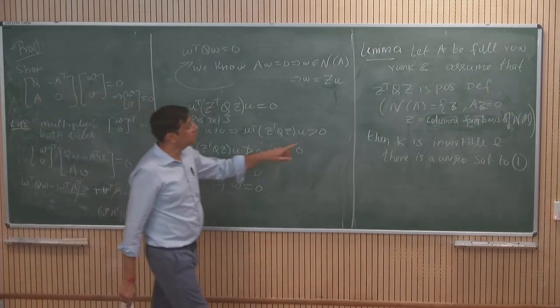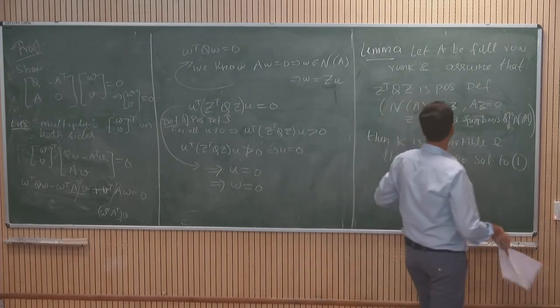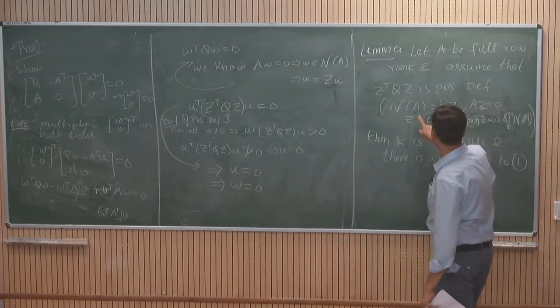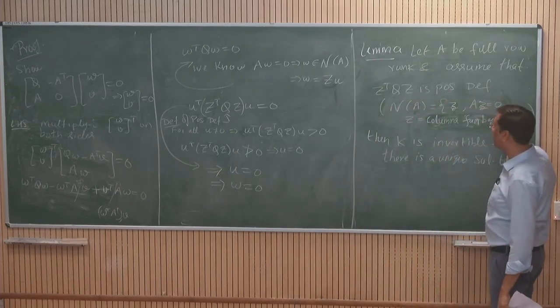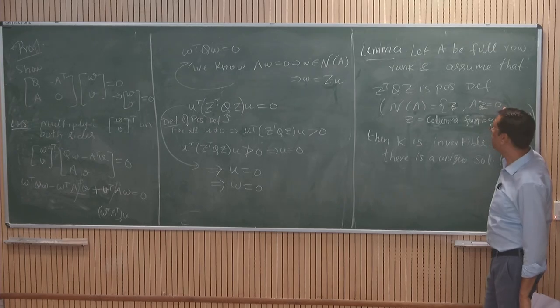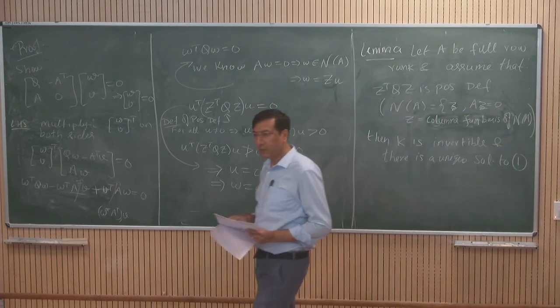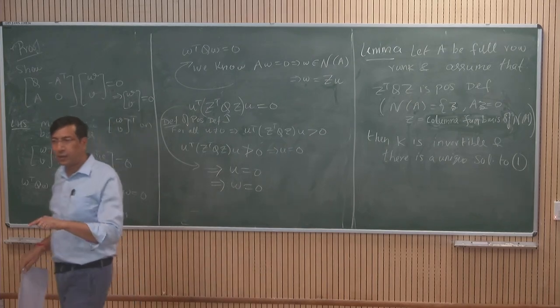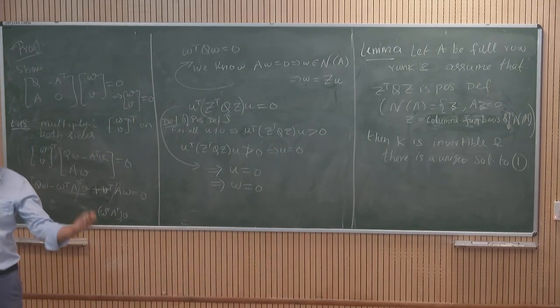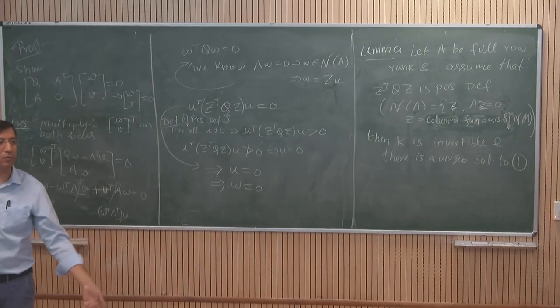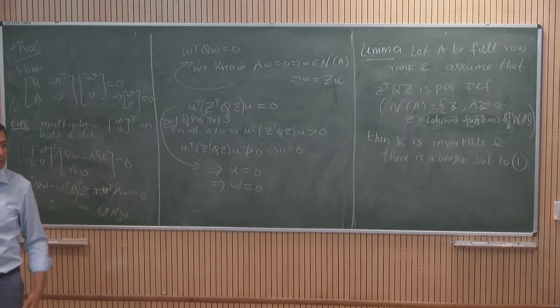Z is the null space of A. So if Z1, Z2, Z3 are coming from the null space of A, the columns are put together. They are basis vectors, which means they are linearly independent, and any vector in that null space can be written as a linear combination of them. That's the true definition of a basis of any space.